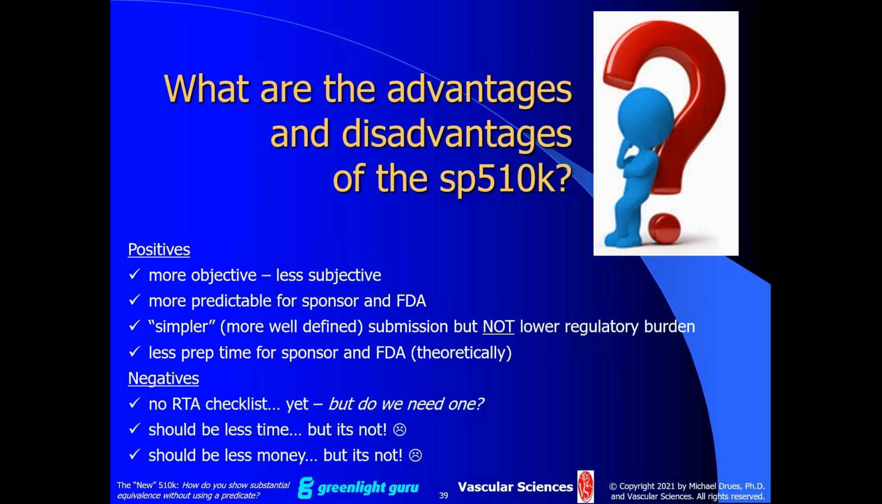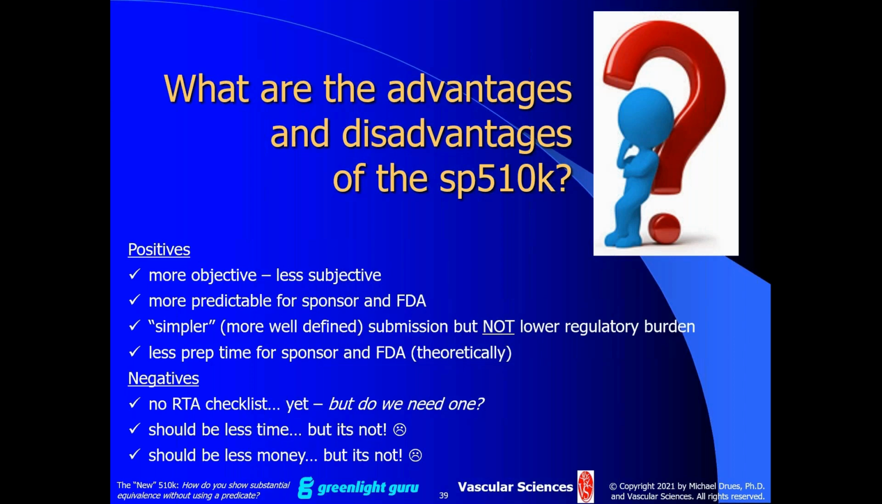On the downside, the first one is a fairly minor one. There's no refuse to accept or RTA checklist specifically for the SP 510K yet, although perhaps FDA will create one. But to be honest with you, I'm not sure that we really need one, because we already have checklists for the other types of 510Ks, as well as the de novo and the PMA as well. So I think the RTA checklist that we use for the existing 510Ks is going to take us about 95 to maybe even 99% of the way there. Maybe we just take the 510K checklist and modify it slightly to create the SP 510K checklist, but we don't have one right now.